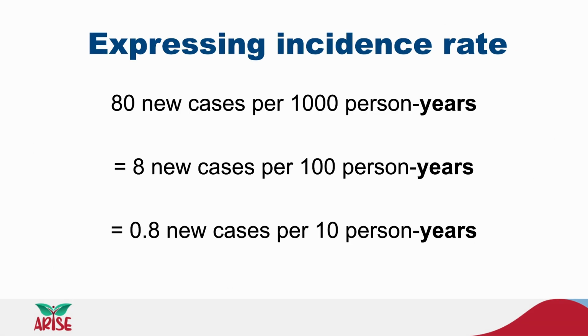You can express the same incidence rate using various units of time. For example, 80 new cases per 1,000 person years would be 8 cases per 100 person years, or 0.8 cases per 10 person years. Let's step back again and take a look at cumulative incidence and incidence rate.